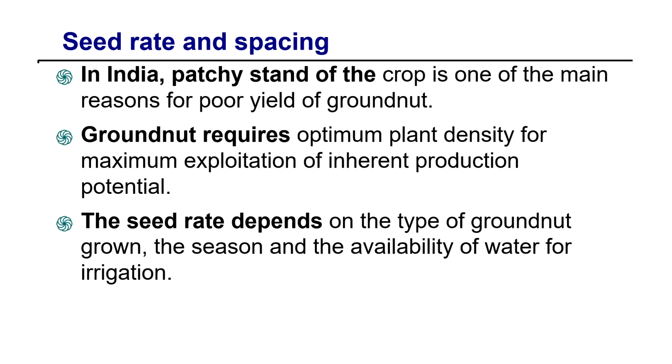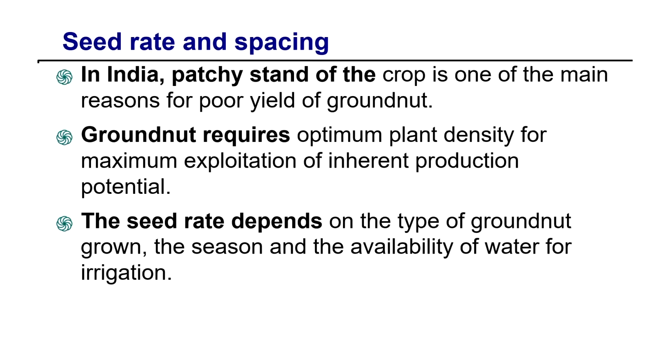Through seed rate and spacing, one can easily manipulate the plant population. We need to have an optimum plant population for groundnut to harvest a good crop. This population can be managed through optimum seed rate and spacing. In India, patchy stand of the crop is one of the main reasons for poor seed yield. It means there may not be proper establishment of the crop, there may not be good germination of the crop, there may be problems with the emergence, and finally we do not get the optimum population of this crop.